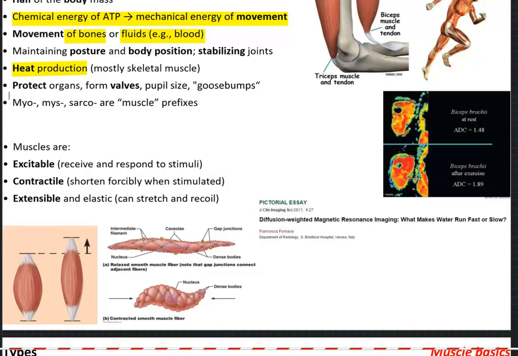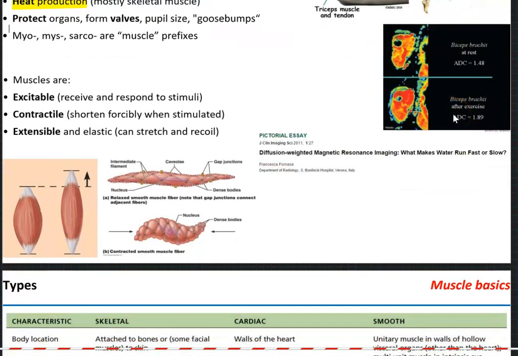Muscles have three features that distinguish them from other types of tissues. First of all, muscles are excitable, which means they can be stimulated and will respond to that stimulus, usually through contraction. They are contractile, that's the only tissue that can forcibly shorten upon the stimulation, and they are elastic and extensible, which means muscles can be stretched.